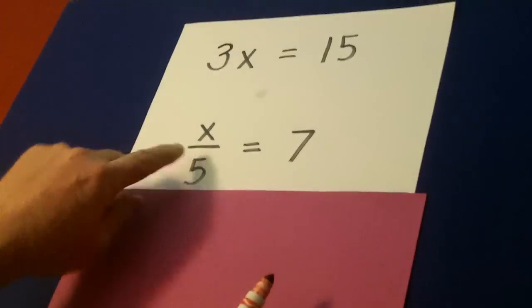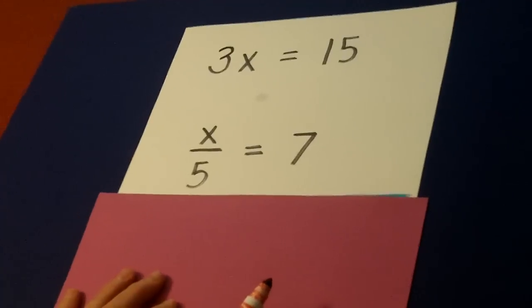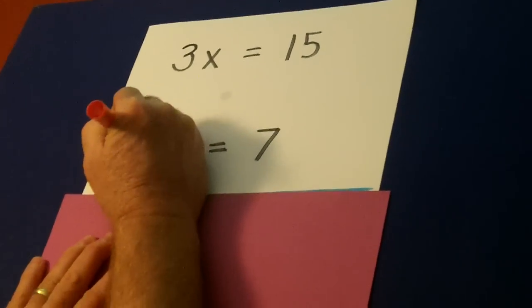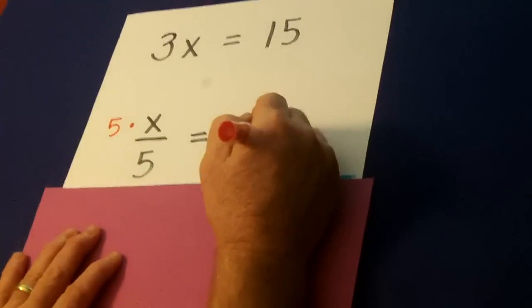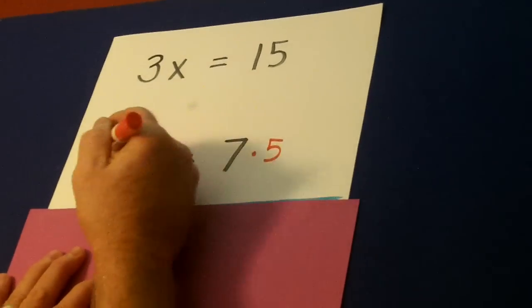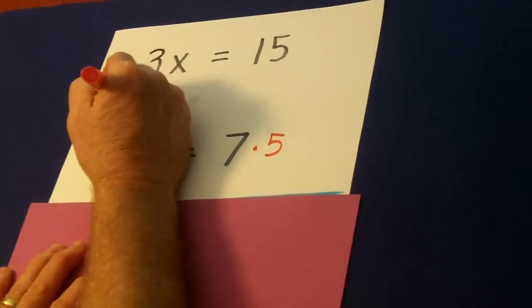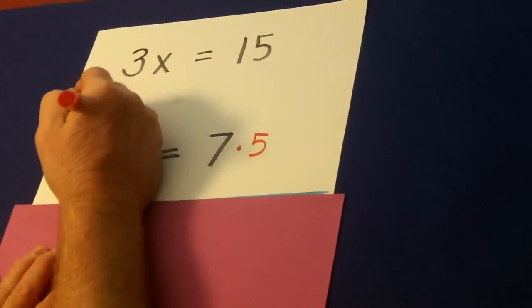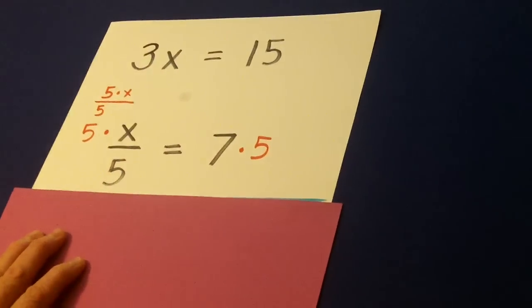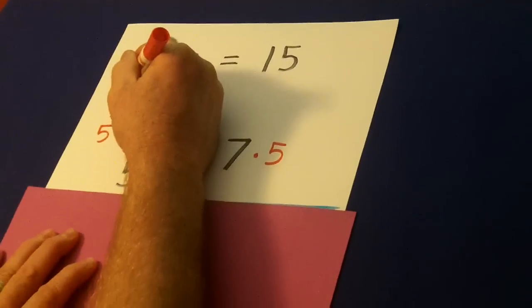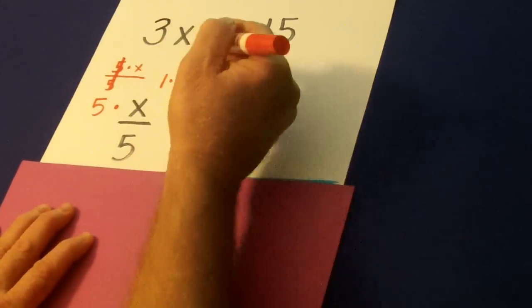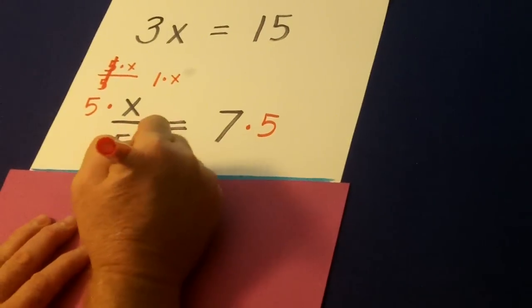X divided by 5. What is the opposite of divide by 5? Times 5. And remember, both sides. Now, times 5. Now, what this really is 5 over 5 times x up on top. Now, what's 5 over 5? 1. And what is 1 times x? 1 times x is x.